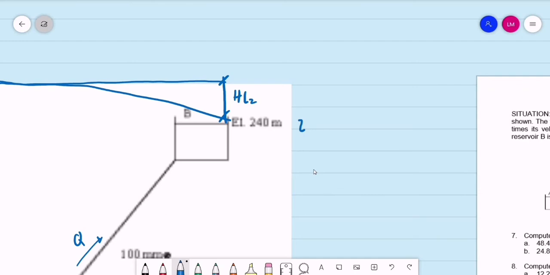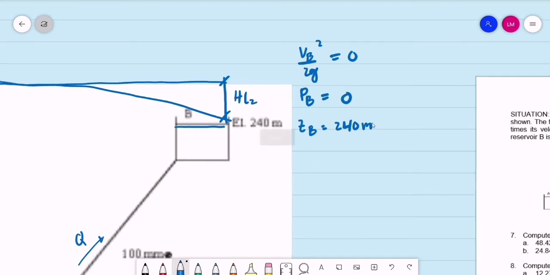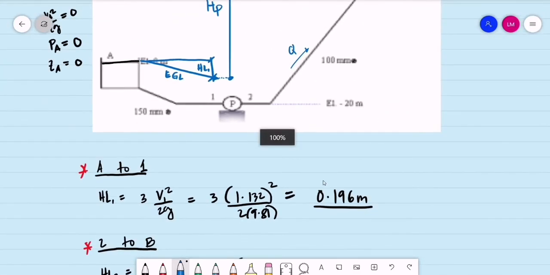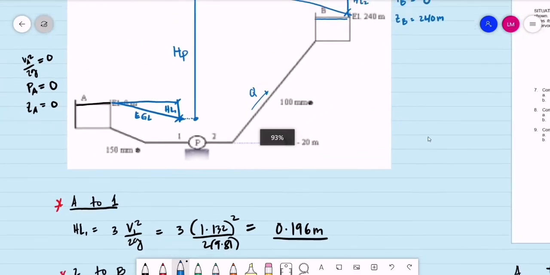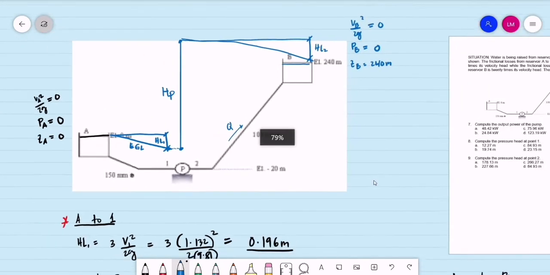So, meron tayong elevation head kay B that is given 240 meters. Open reservoir rin si B, kaya yung pressure is equal to 0. I-assume natin na malaki yung surface area niya, kaya hindi gumagalaw yung liquid surface. So, we assume that the velocity head at B is also equal to 0. So, normal yun for reservoirs. Okay? Na yung velocity head at saka pressure head ay 0.